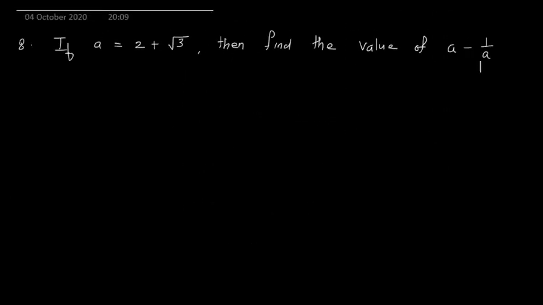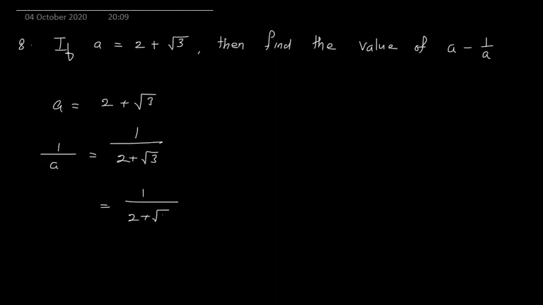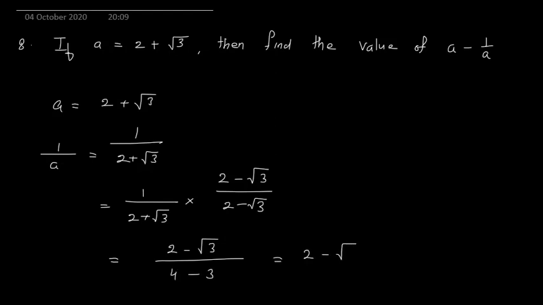Okay. Now here the value of a is given, we have to find the value of a minus 1 upon a. So a is 2 plus root 3, 1 upon a will be 1 upon 2 plus root 3. So here you can rationalize the denominator, that means 1 upon 2 plus root 3, you can multiply and divide by 2 minus root 3. So your expression will become 2 minus root 3 upon 2 squared, 4 minus 3. So this is 2 minus root 3 and 4 minus 3 is 1. This is the value of 1 upon a.